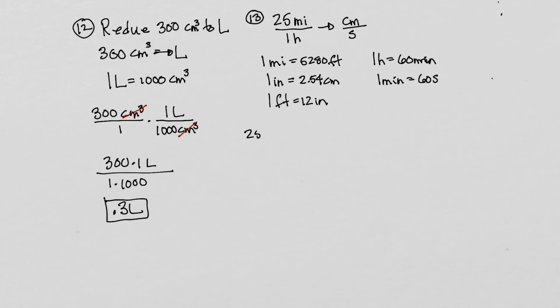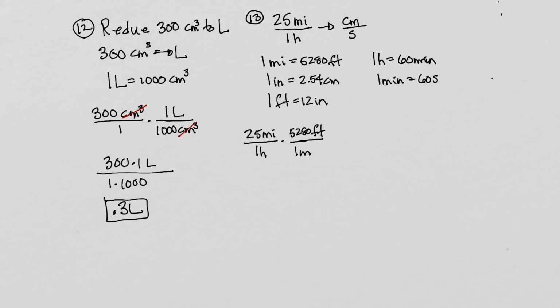So let's start with our 25 miles per 1 hour times. Now our first conversion is going to be from miles to feet, and I want miles to cancel. So I'm going to put miles on the bottom here. So I'm going to put 1 mile on the bottom and 5,280 feet on the top.